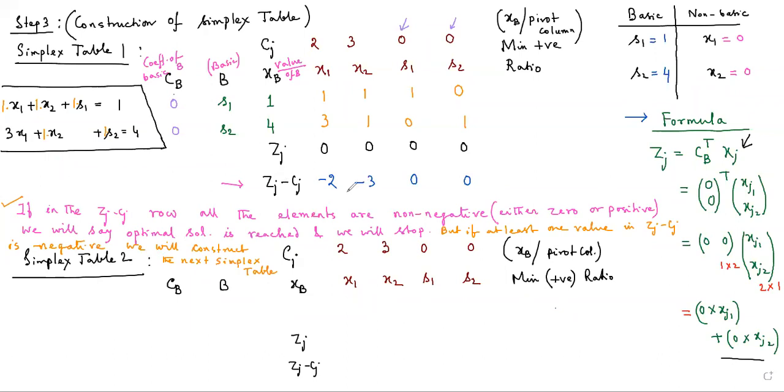So at this stage, we can decide whether we are going to construct simplex table 2 or not. Whether simplex table 2 is required or not will now be clear to us. Without calculating Zj minus Cj, we cannot say whether the subsequent simplex tables will be required or not.